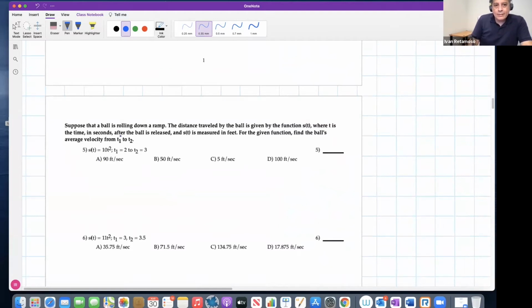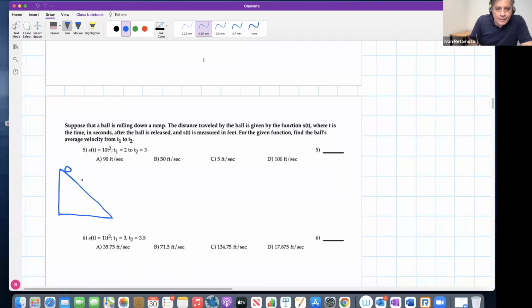So suppose that a ball is rolling down a ramp. The distance traveled by the ball is given by the function s of t, where t is the time in seconds after the ball is released, and s of t is measured in feet. For the given function, find the ball's average velocity from t1 to t2. The average velocity means the average rate of change, right? Average rate of change.